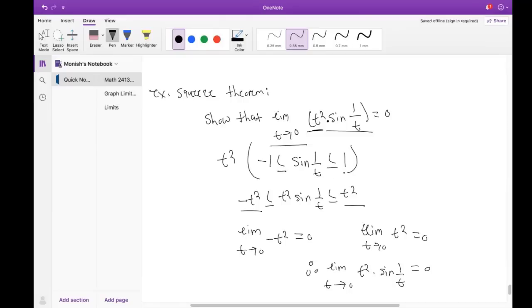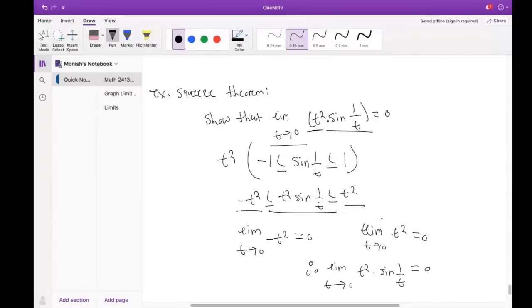So basically, you're going to set up an inequality, and then using whatever variable you're given, you're going to take the limit of that value at the lower end of the inequality and the upper end. Those two values should be equivalent, and that will give you your limit of whatever the middle function is.